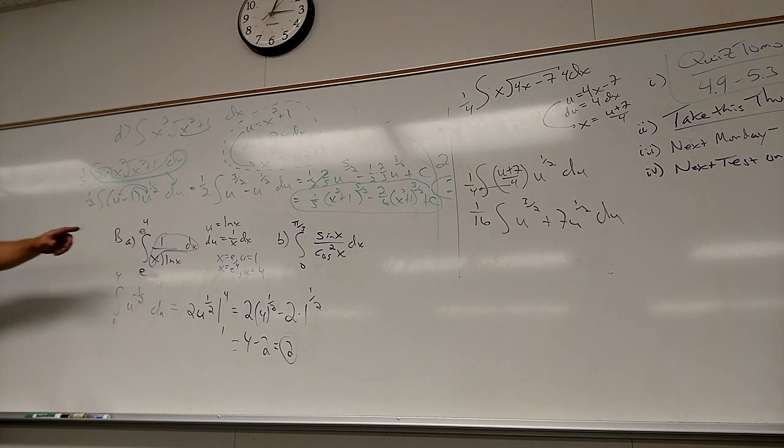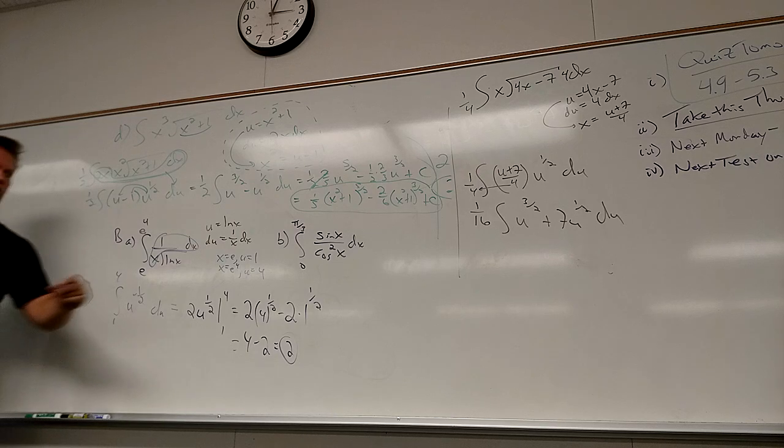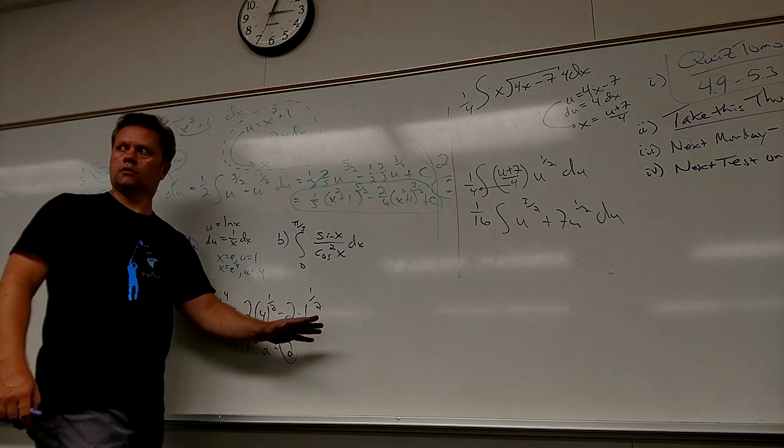What about part B over there? Hopefully it's semi-obvious what to let u be here. You don't want to let u be cosine squared. That would so desperately suck. What's the derivative of cosine squared? 2 cosine sine. So you want to let u be what?